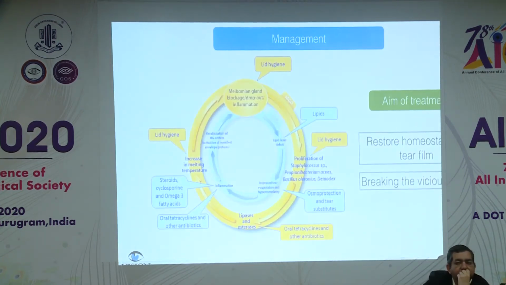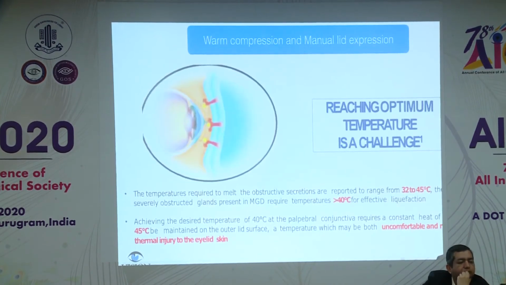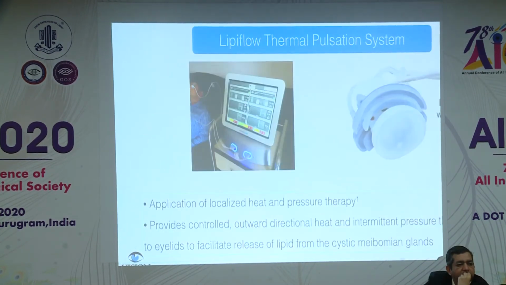So the management is to basically break the vicious cycle, bring back the homeostasis of the tear film that has been lost. Warm compresses, manual lid expression do form the mainstay. But the issue is you're not sometimes getting that temperature because you're giving those warm compresses from the external surface of the lid, but your meibomian glands are towards the inner surface. So you're not getting those temperatures.